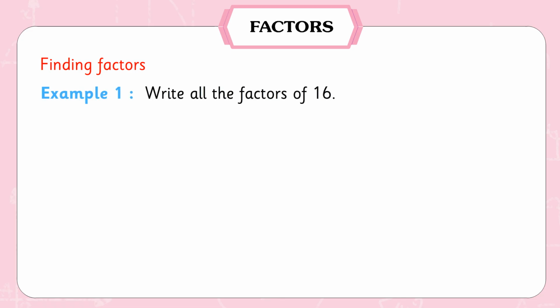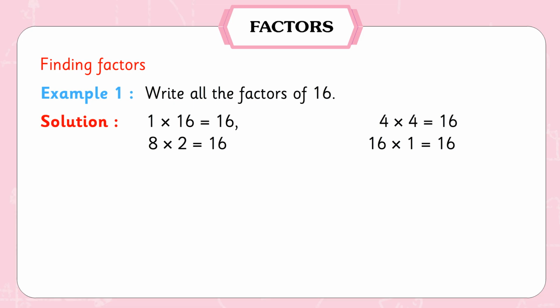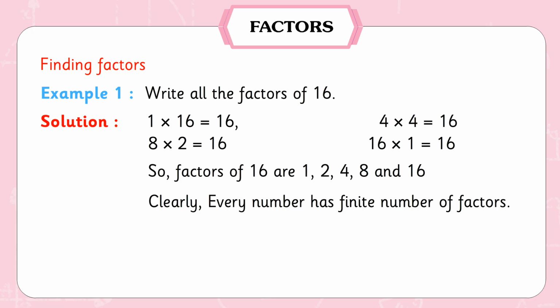Finding factors. Example 1: Write all the factors of 16. Solution: 1 into 16 is equal to 16. 4 into 4 is equal to 16. 8 into 2 is equal to 16. 16 into 1 is equal to 16. So, factors of 16 are 1, 2, 4, 8 and 16. Clearly, every number has a finite number of factors.